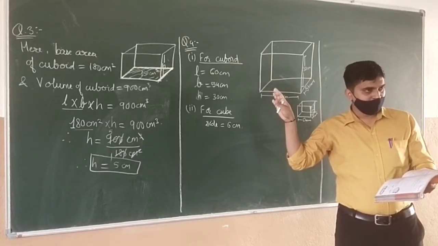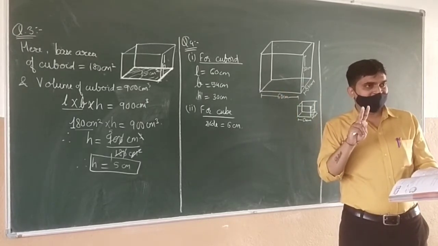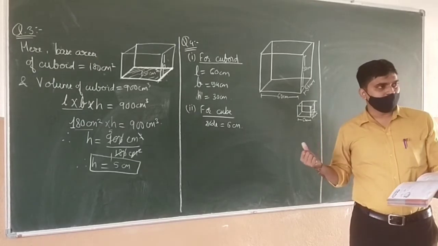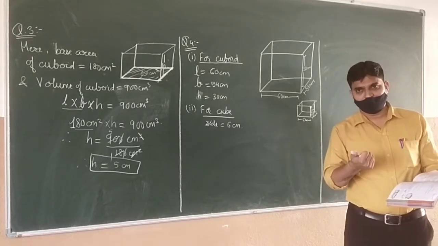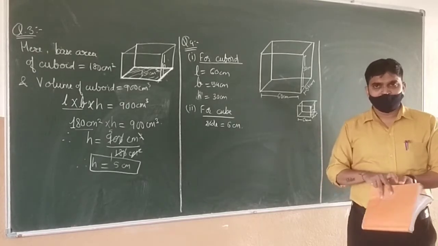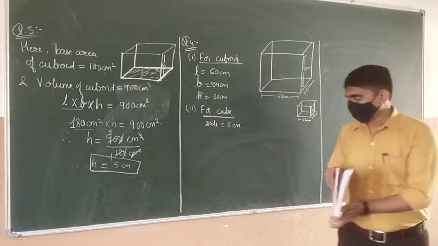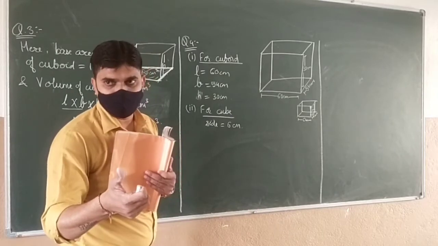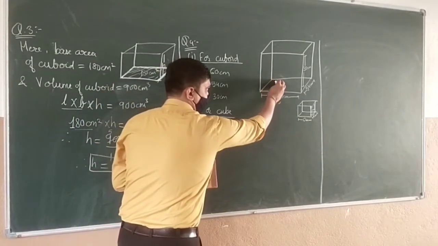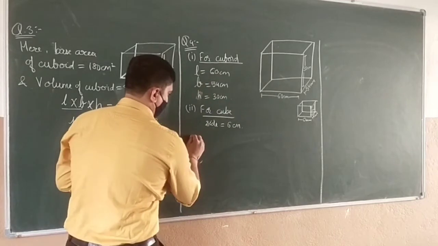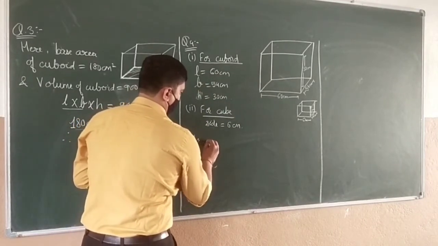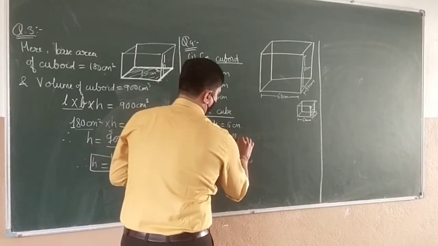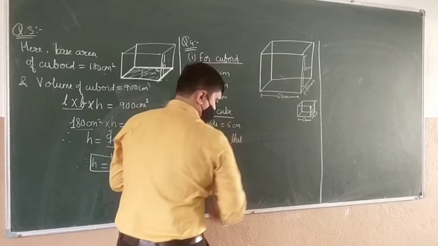Understood? It can be solved two ways. One is the lengthier way and one is the shorter way. I am solving before you the shorter way, right? And I will explain to you also the bigger way. So what we are interested to find? Number of cubes that the cuboid will hold. So I can write number of cubes only.